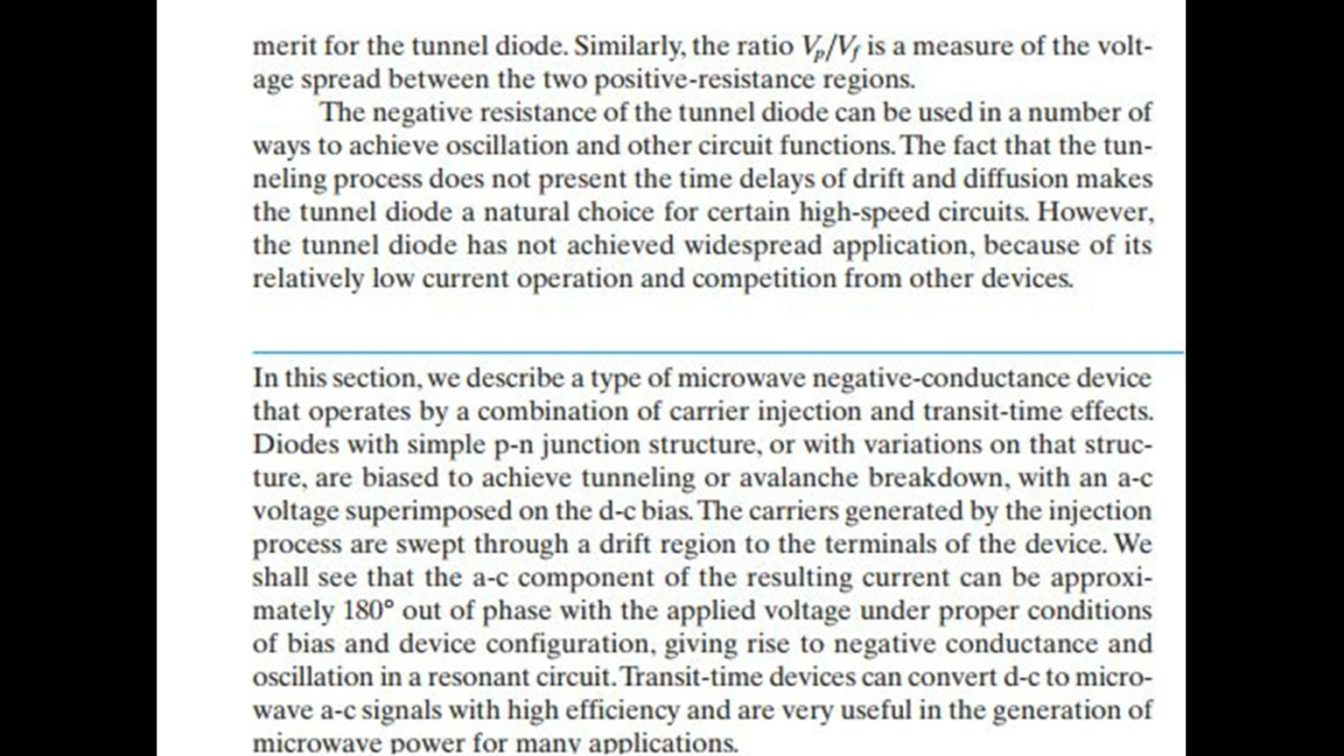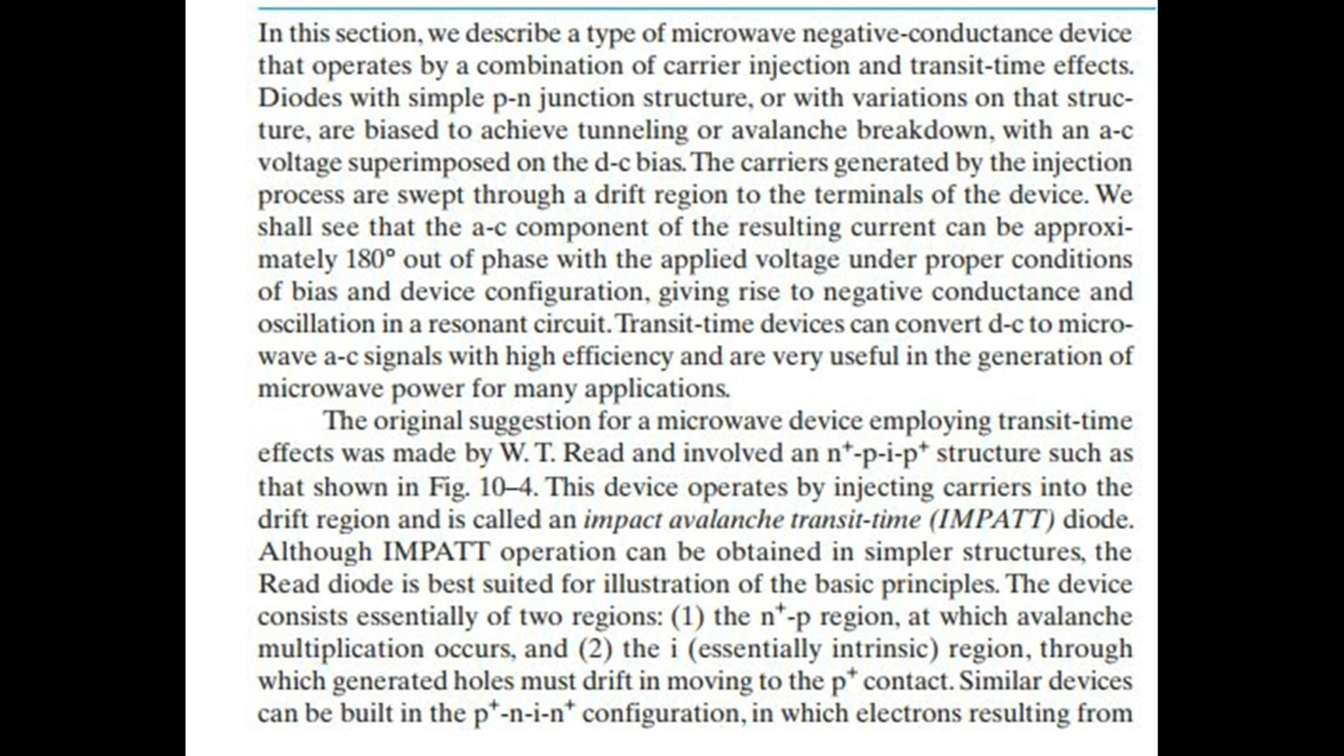The original suggestion for a microwave device employing transit time effects was made by W.T. Read and involved an N+ P I P+ structure such as that shown in Fig 10.4. This device operates by injecting carriers into the drift region and is called an impact avalanche transit time, IMPATT, diode.